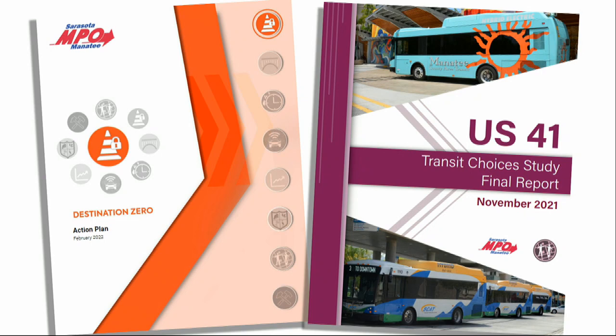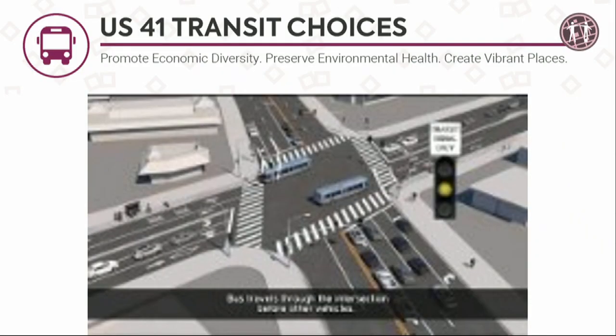We have a few planning studies underway. You heard a little bit about Destination Zero. That's our implementation of how do we get to zero deaths and serious injuries on our transportation system. And as we shift to promoting transit, we are looking at some of the options that might make transit more efficient in some of our key corridors, and those have also used some visualization tools.